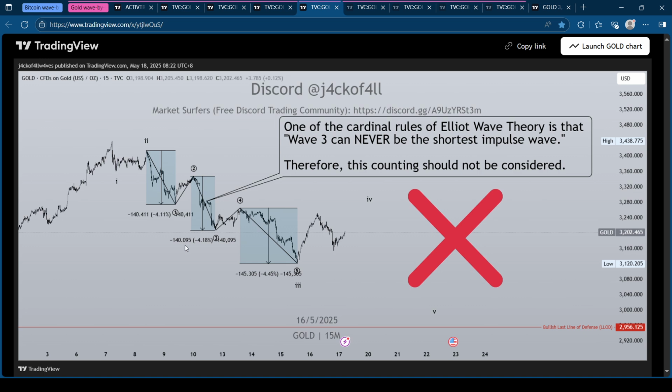140.411 pips. And then for wave 3, it's 140.095 pips, which is shorter than wave 1. And then the encircled wave 5 is 145 pips, which is the longest among the impulse waves 1, 3, and 5. So in this case, if we base it on the pips, it's clear that wave 3 is the shortest among these waves 1, 3, and 5. Therefore, this counting should not be considered.